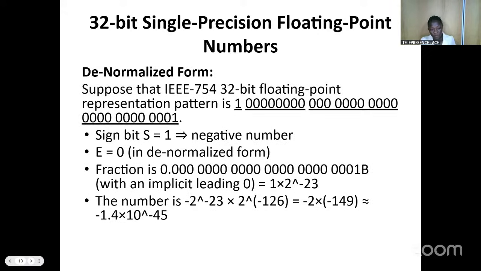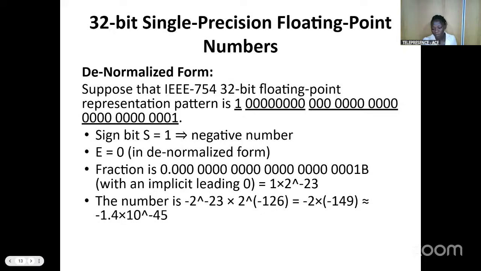The first one that we did was the normalized form. That is when we have minus 7.54 as a 32-bit floating point representing pattern like the one we have before, where we have the sign bit as the most significant bit, which is 1 for a negative number, and e, which is 0 in the normalized form, and the fraction, which is the remaining part, with an explicit leading 0.